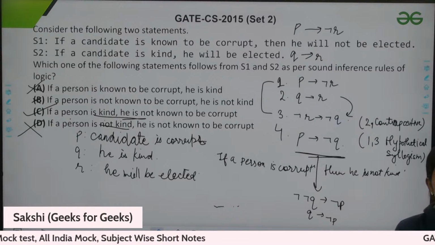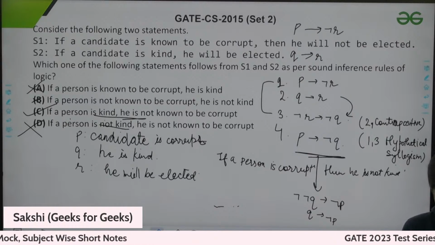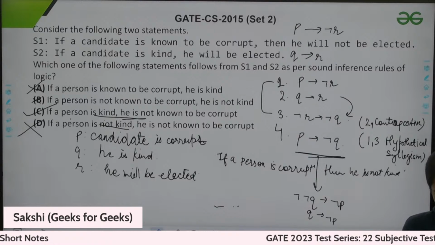Let me know, guys, if there is any confusion at all in this question, otherwise I'll move forward to the next question.